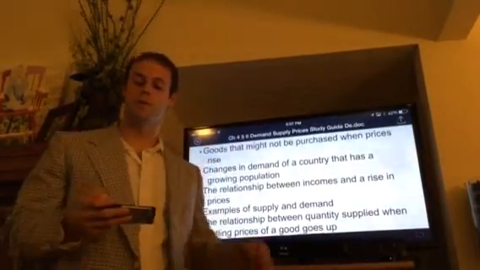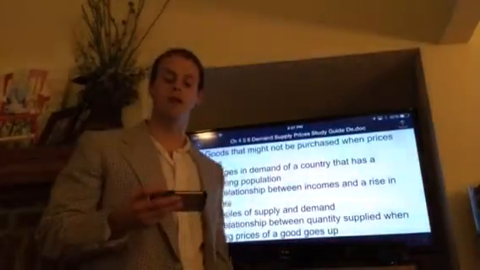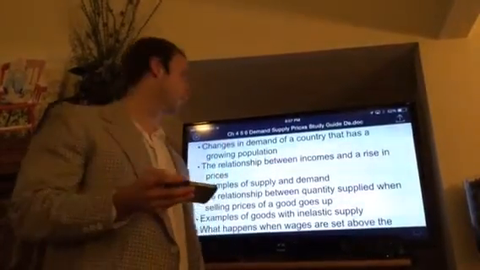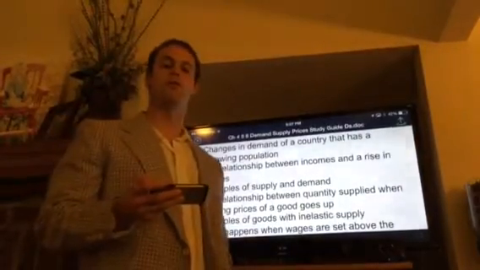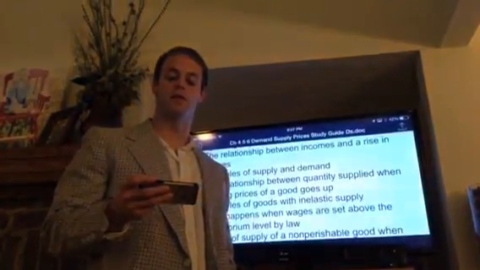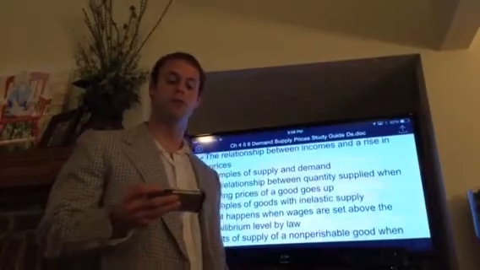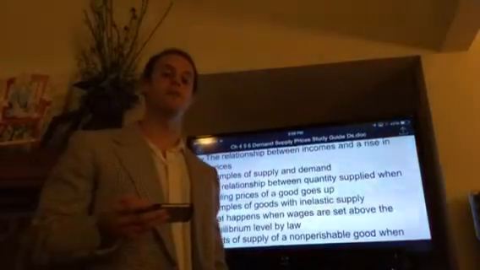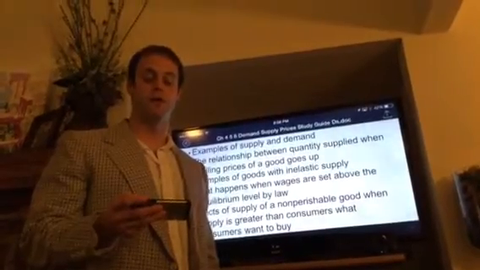Goods that might not be purchased when prices rise, luxury goods especially, computers, again, like necklaces, watches, stuff like that. Changes in the demand of a country that has a growing population. If population grows, demand for goods will increase because there's more people wanting it. A relationship between incomes and a rise in prices. If prices go up, income buys less because if your income stays the same, you can buy less if prices are going up. Examples of supply and demand, y'all don't have to do that.